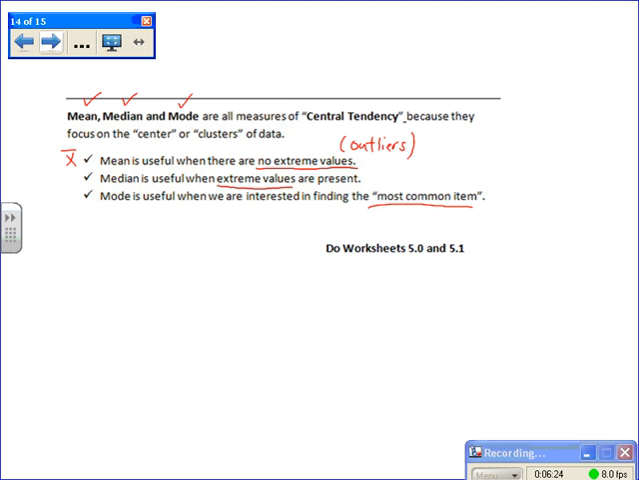I'm going to ask you to do your worksheets 5.0 and 5.1 in your worksheet package. There are answers at the end of 5.2. If you have a look at the end of your 5.2 worksheet, you will see that all of the chapter 5 answers are there for your worksheets, so you can check your work.